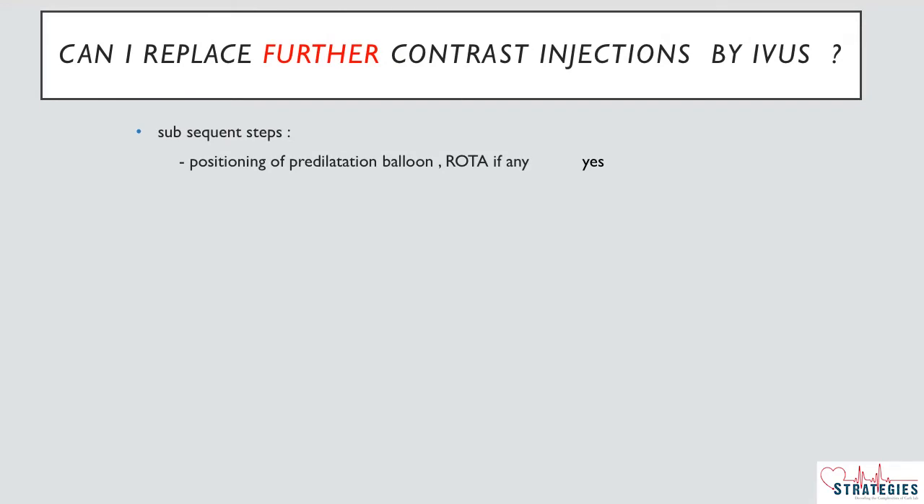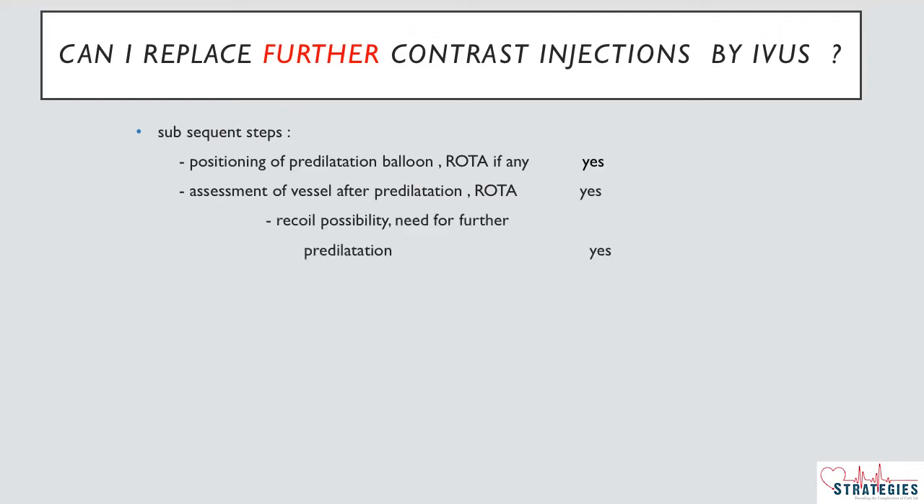Yeah, positioning of the pre-dilatation balloon. Of course we can replace it: you mark your distal and proximal reference points in fluoroscopy, and based on those points, you can position your pre-dilatation balloon. And for assessment of the vessel after pre-dilatation or after rota, I think IVUS is the best tool compared to angiography to assess vessel plaque modification with plaque modification measures. We can also decide upgradation of your plaque modification strategy with IVUS better than angiography.